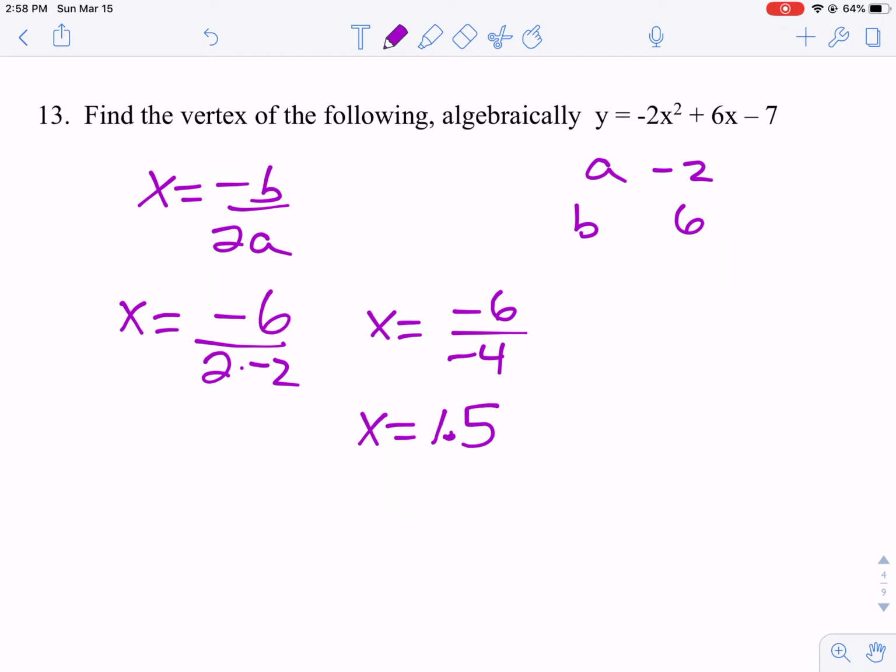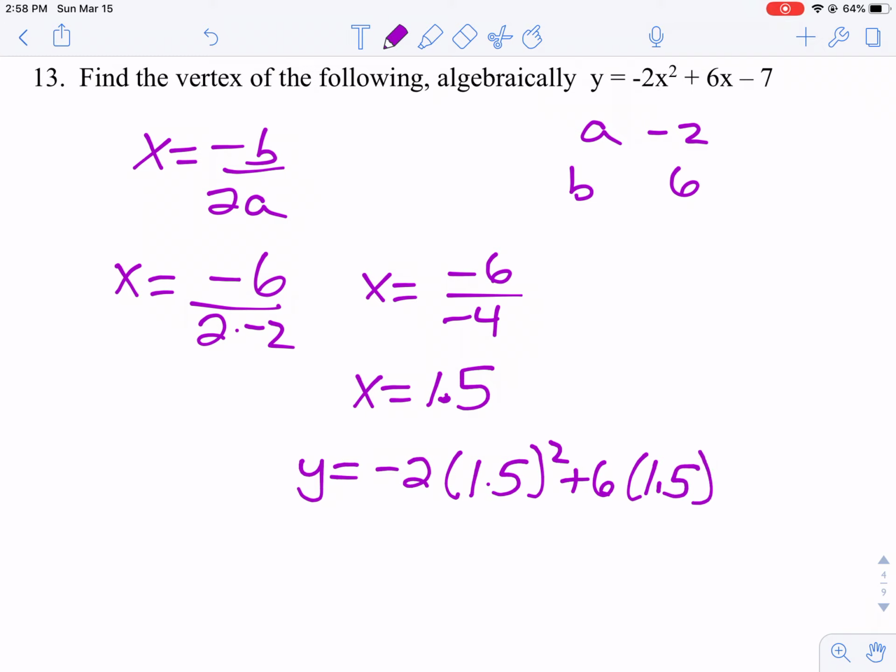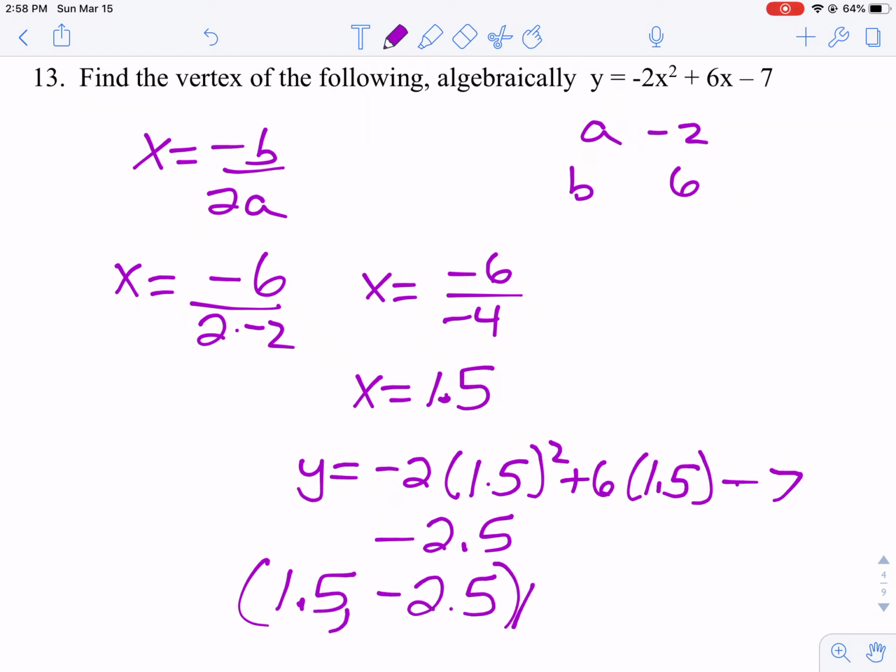The axis of symmetry goes through your vertex, so you need the y value that goes with it. And if you have an equation and you know the x, you just plug it in to find the y. So negative 2 times 1.5 squared plus 6 times 1.5 minus 7. So you have to write it down on your paper. Then you can type it in your calculator. That's how you show New York State that you're doing the work. And I got negative 2.5. So the vertex is 1.5, comma, negative 2.5.